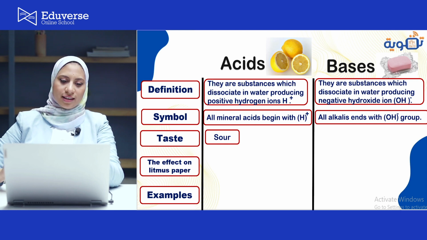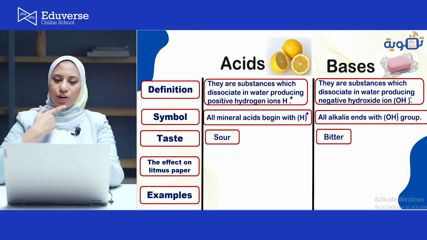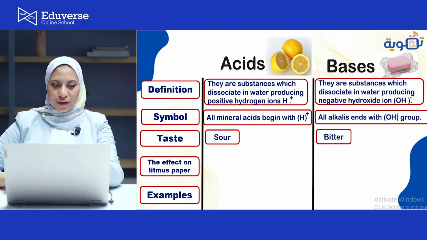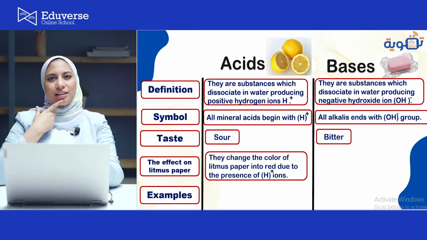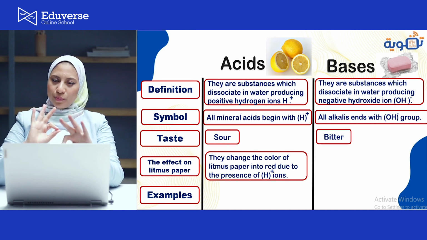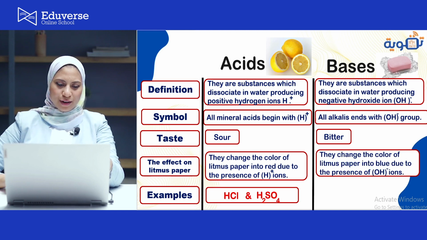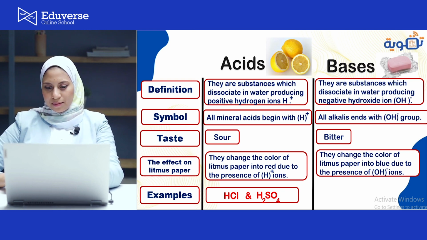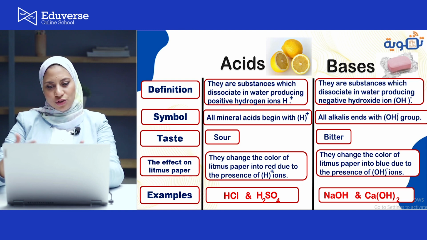The taste of acid is sour, while the taste of base is bitter. The effect on litmus paper: acid turns litmus paper into red, while bases turn litmus paper into blue. And finally, the examples of acid like hydrochloric acid, sulfuric acid, bases like NaOH or Ca(OH)2.